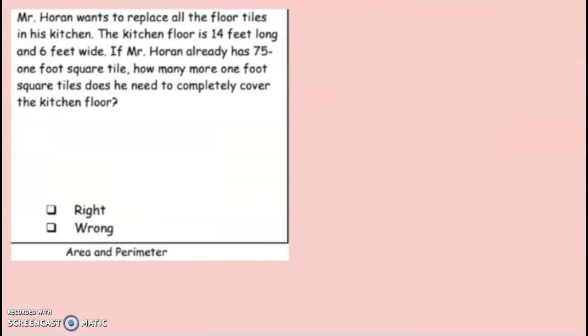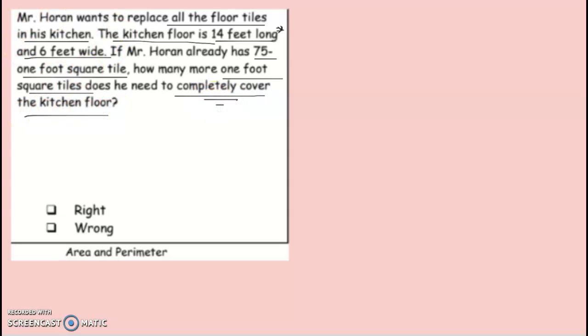Alright, next. Mr. Haran wants to replace all floor tiles in his kitchen. Okay, so here are some clue words: all of the floor tiles in his kitchen. The kitchen floor is 14 feet long and 6 feet wide. So I know that this is area, right? Length times width. If Mr. Haran already has 75 1-foot square tiles, how many more 1-foot square tiles does he need to completely cover the kitchen floor?